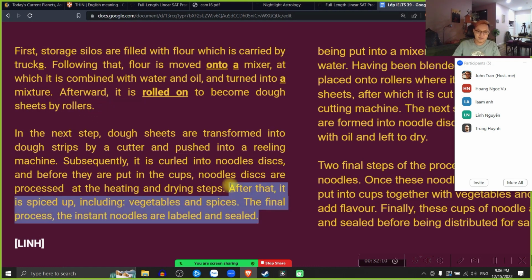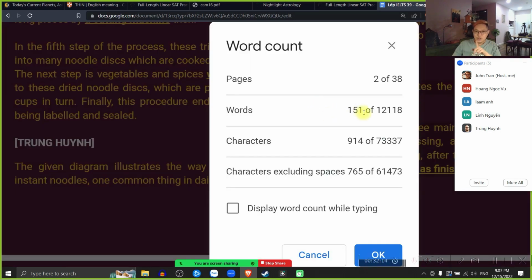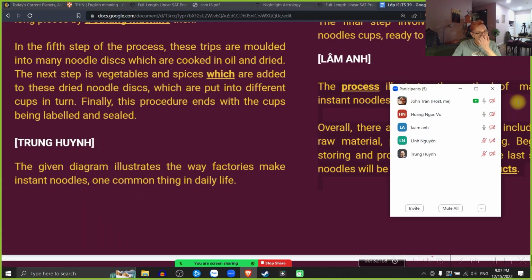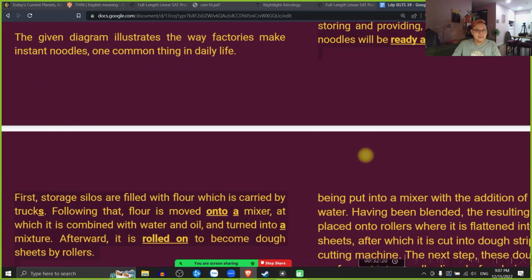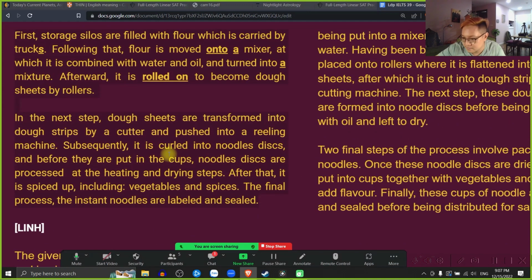So you have to be careful if you have enough words or not, okay? Word count. 151. Nên nãy em có những cái câu mà hay thừa cho nó kéo dài á. It's quite dangerous. So close. So close.